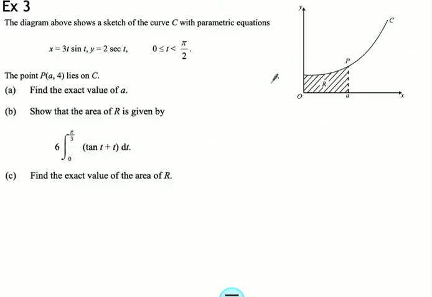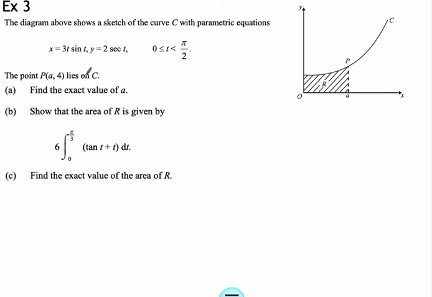Okay, and our third and final example is a bit tastier. So it looks like it's just a normal curve, but it has been parametrized. So we've been told what x is, what y is. We've been told some certain restrictions on t. We've been told a particular coordinate. So it tends to be a scaffolded question, which is good news for us. We're not left to just sort of fight for it.